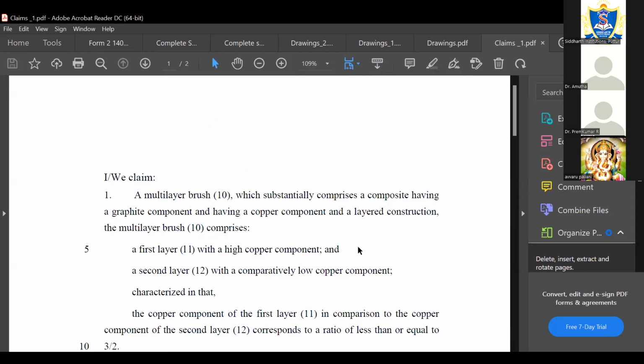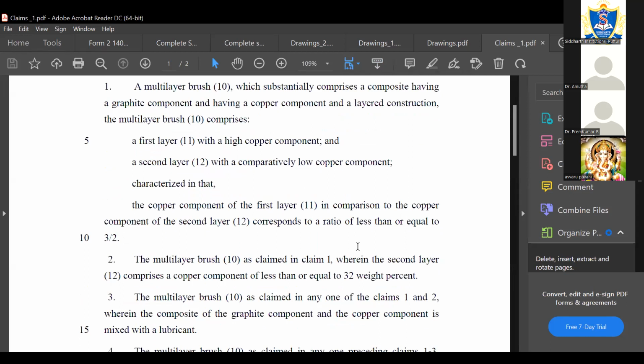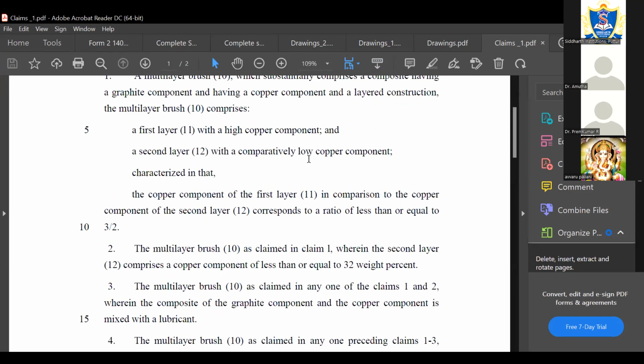For example, take the second claim: it is dependent on the first claim. It says, 'Multi-layer brush as claimed in claim 1,' which means that it depends on claim 1. If claim 1 is patented, then only claim 2 will be accepted. If claim 1 is protected, then only claim 2 will be protected.